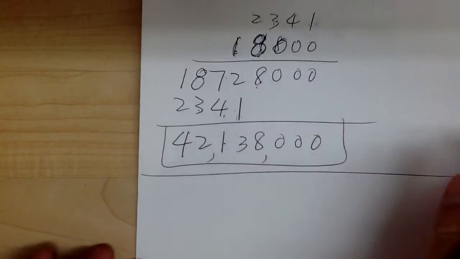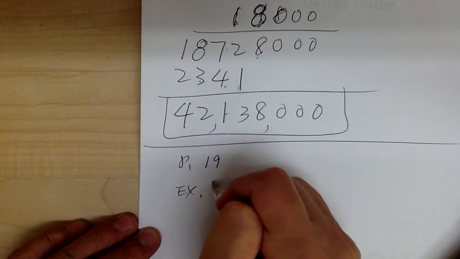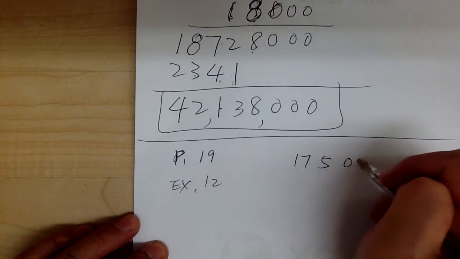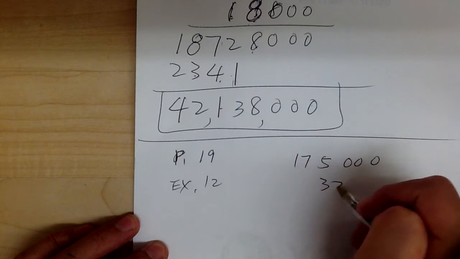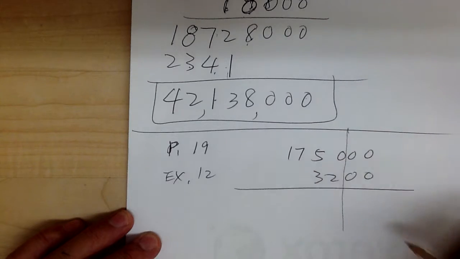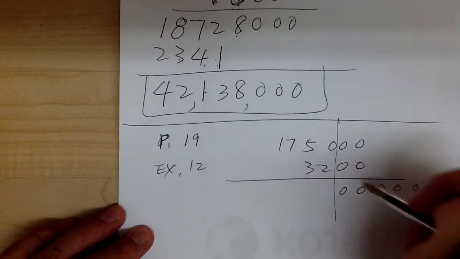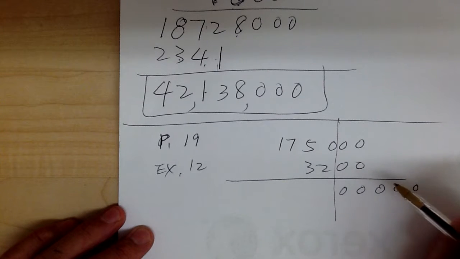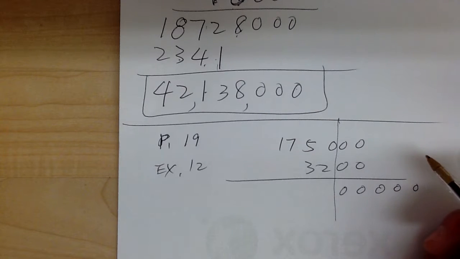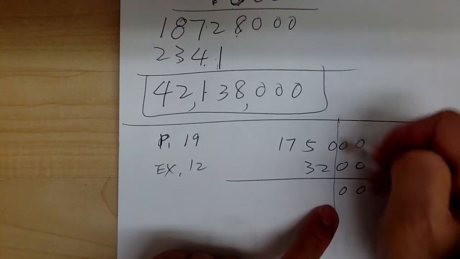Okay, let's go to example 12. You have 175,000 times 3200. Notice there are a total of 5 zeros. So get the 5 zeros over here. Actually, there are 4 zeros. Over here you have 4 zeros.